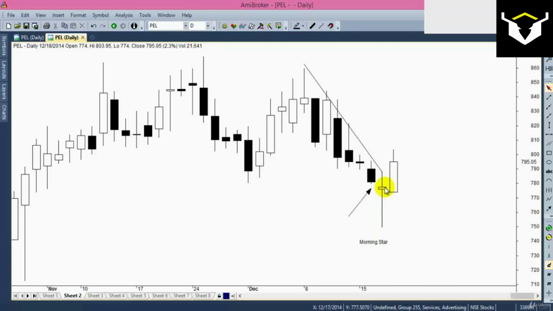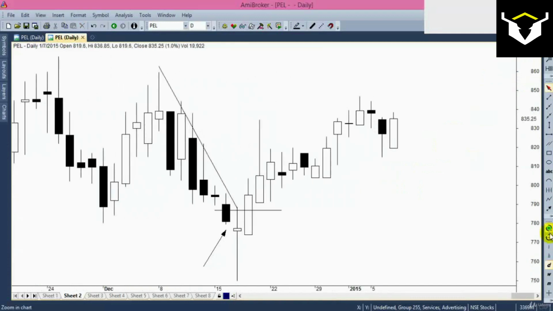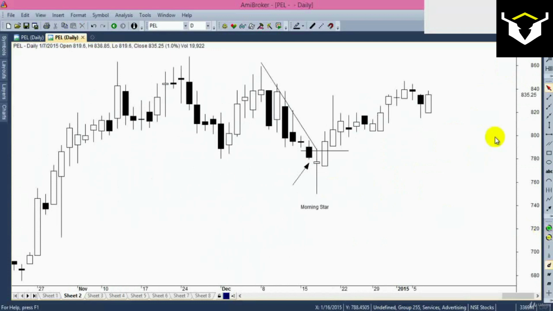Next day, price does not gap above its previous day's close, but still it closes strongly above its own open price and above the first day's midpoint range. Now let's go ahead and see what happens next. Prices continue to trade higher, and eventually this became a bottom.